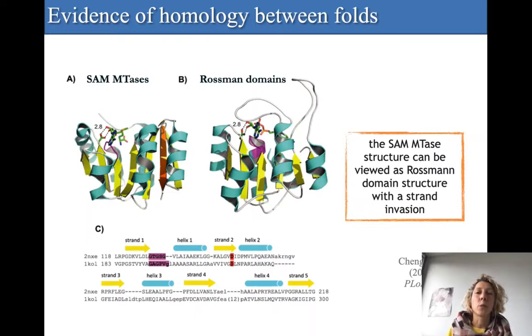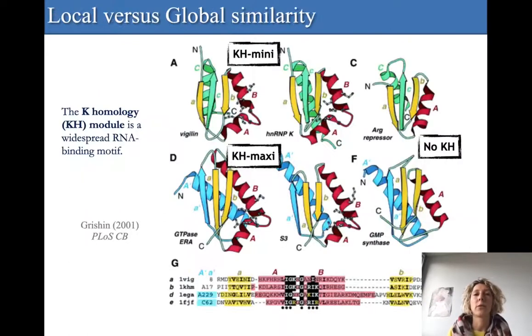So what's the difference? Well, you have the SAM MTAs on the left, which can be seen as a Rossmann fold, Rossmann domain, and what you have on the right has an insertion of a strand. The strand in orange is an invasion, right? And you also have the helix in the Rossmann fold in purple, which disappears in the SAM. So when you see this, you may think, where does this come from? It's not so different, so maybe there's a common ancestry, and just at some point this strand was inserted.